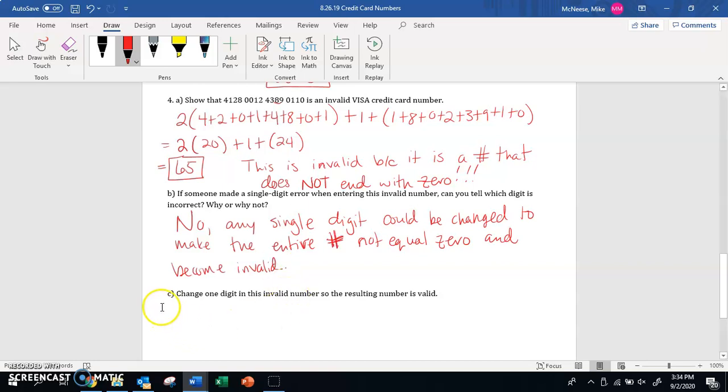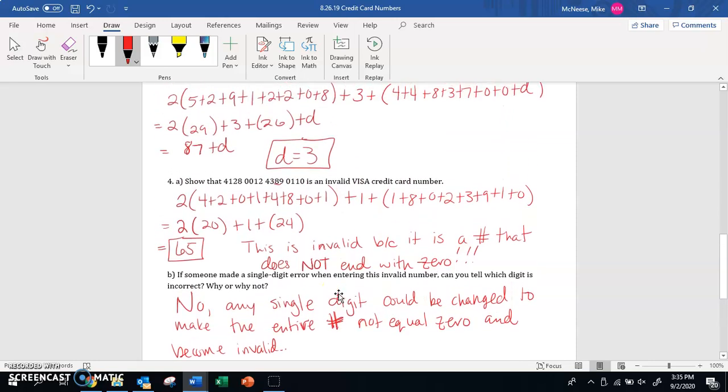And then the next part, change one digit in this invalid number so the resulting number is valid. So I would focus on the even digits over here because they don't have a multiplier like the odd digits do. So look at your final value here. We got 65. It needs to be a number that ends with a 0. So you could try and shoot for this to be a 60, or you can try and shoot for this to be a 70. Whichever one is fine, they both end with a 0.